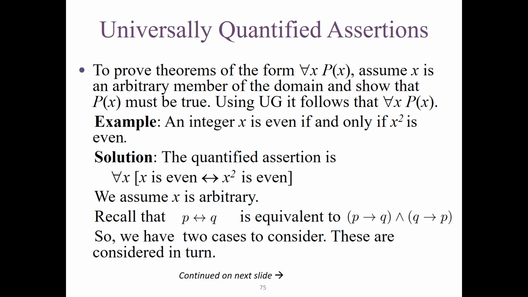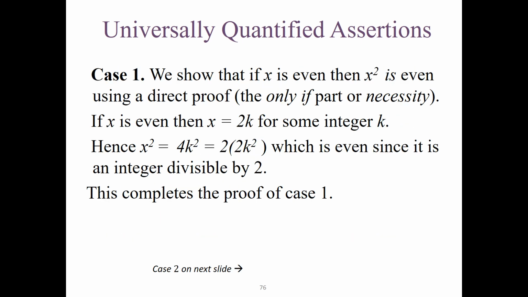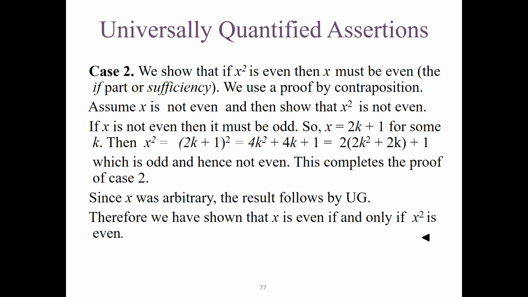We already know for the proof of a biconditional statement, we need to prove two different directions. If x is even is true, then x squared is also even. And the opposite direction, if x squared is even is true, then x is even. This is how we prove a biconditional statement. We just skip these two cases because we have seen a very similar example before.